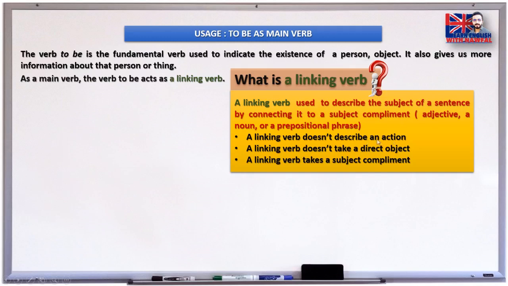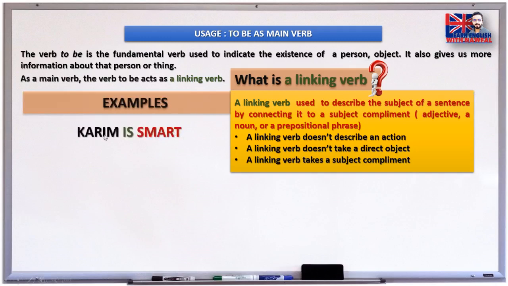And there are three important points that you need to be aware of concerning the linking verb. First one, a linking verb doesn't describe an action. So we don't use the linking verb to describe an action, okay? A linking verb doesn't take a direct object. There is no direct object with the linking verb, okay? And of course, the last point is that a linking verb takes a subject complement. So let's see some of the examples to clarify this.